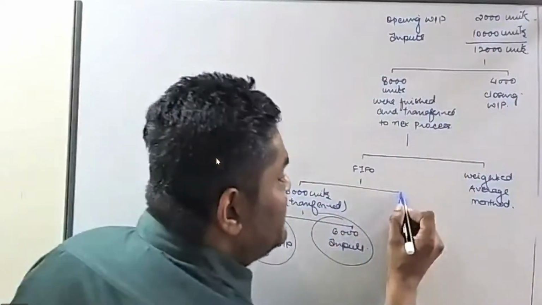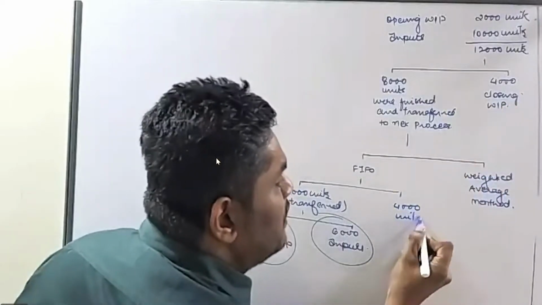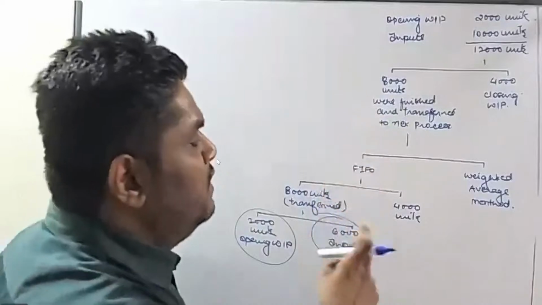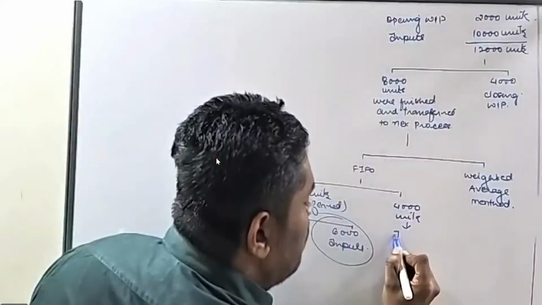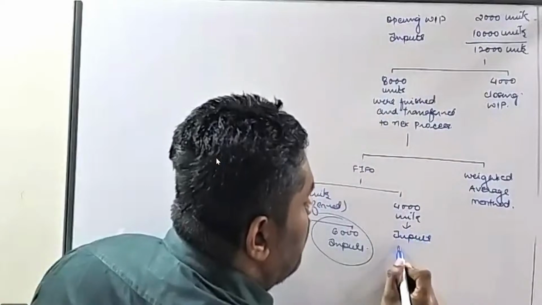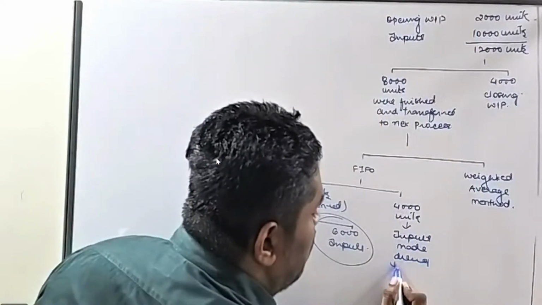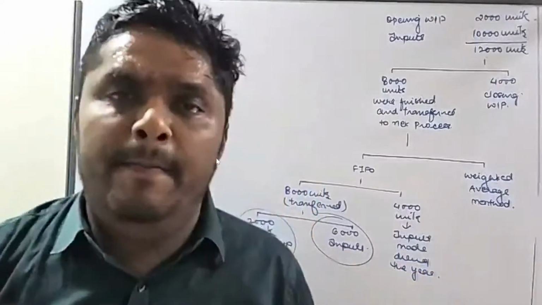When talking about these 4,000 units that are still in process, since these units are fully absorbed in the units transferred, these 4,000 units will be from the inputs made during the year. So this is the FIFO method.